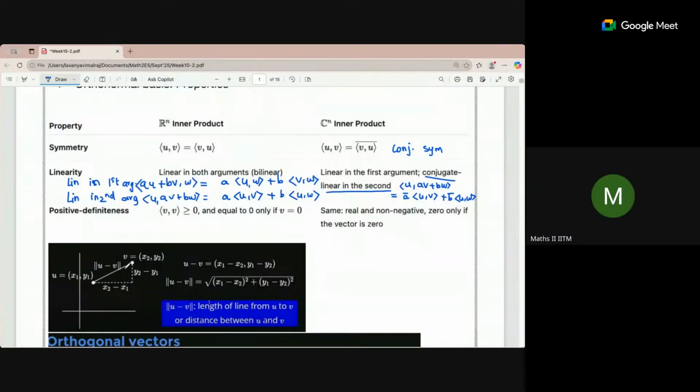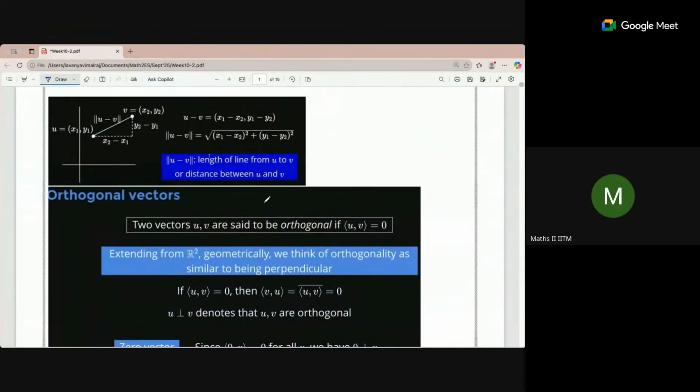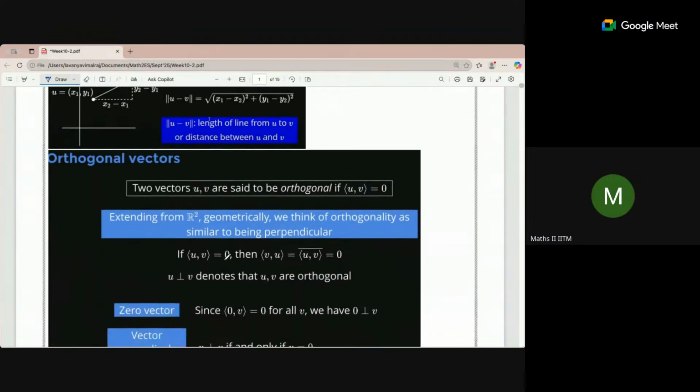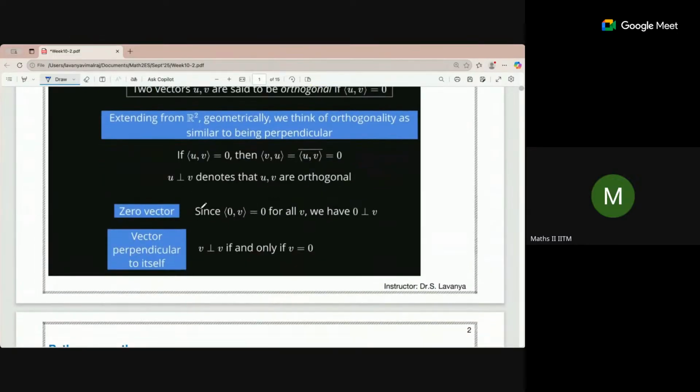And what is meant by the norm of u minus v? The norm of u minus v represents the distance between two vectors u and v. Okay, so that can be visualized from here. And what are orthogonal vectors? We say that two vectors are orthogonal if the inner product of u comma v is 0. Geometrically, we are considering that two vectors are orthogonal if they are perpendicular. And the zero vector is orthogonal to all vectors.